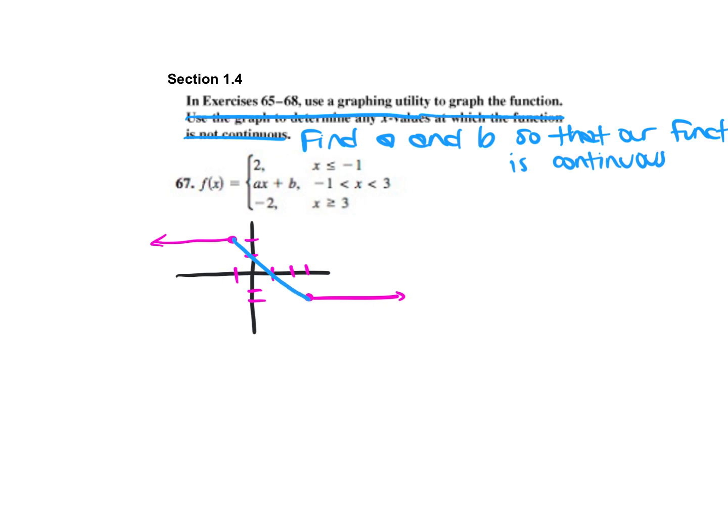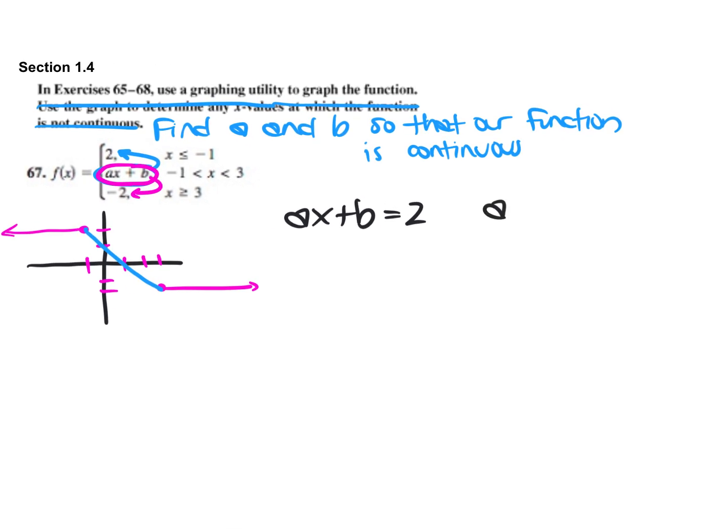So just conceptually, what we've talked about is that that line in the middle needs to connect to the first line, and it needs to connect to the second line, right? So what that means for us is this. This line needs to equal that line, and this line needs to equal that line, right? What this gives me is actually 2 equations. AX plus B must equal 2, and AX plus B equals -2.